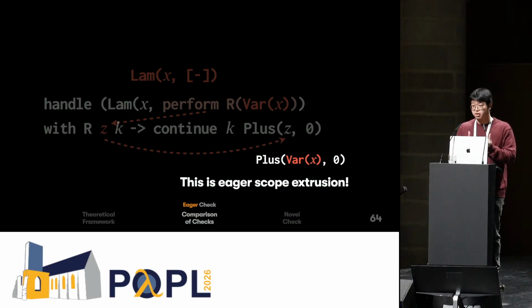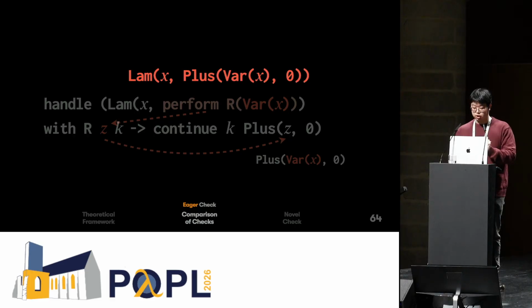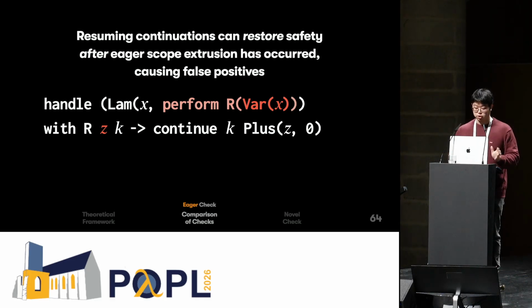And note, var x is not bound in the AST in this case, so this is eager scope extrusion. But we also generated a continuation, and that continuation has a binder for x. And in fact, we use the continue keyword to plug that malformed AST back into a scope in which it's saved. And so the free variable that would have caused eager scope extrusion appears bound in the final term and does not cause lazy scope extrusion. So, resuming continuations can restore safety after eager scope extrusion has occurred, causing exactly the false positives that Oleg talked about.